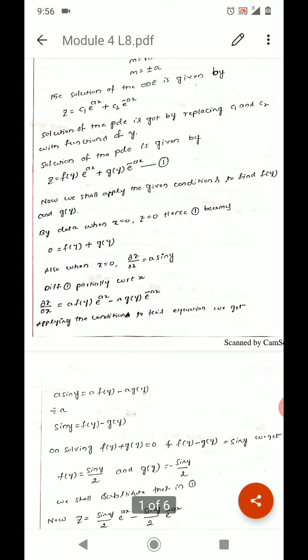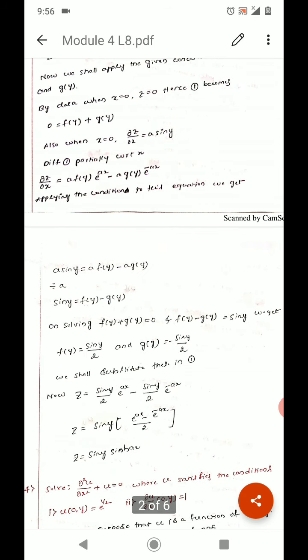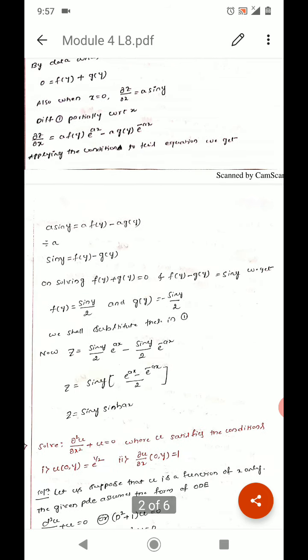Now apply the condition. When x is equal to 0, del z by del x is equal to a sin y. We get a sin y is equal to a into f of y minus a into g of y. So dividing by a, we get sin y is equal to f of y minus g of y. Now solve the two simultaneous equations. f of y plus g of y equal to 0 and f of y minus g of y is equal to sin y. So we get f of y is equal to sin y by 2 and g of y is equal to minus sin y by 2.